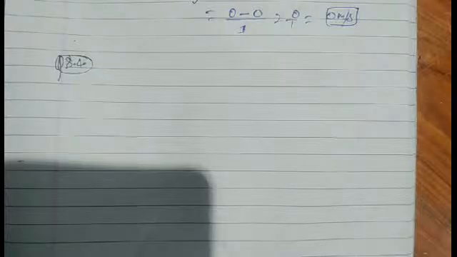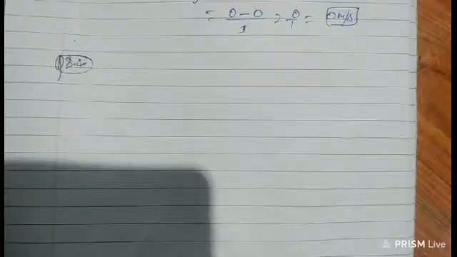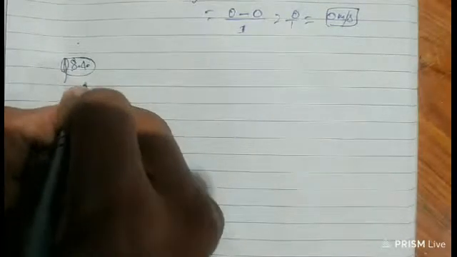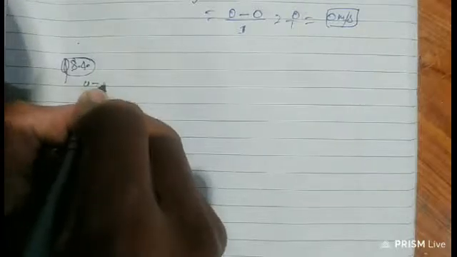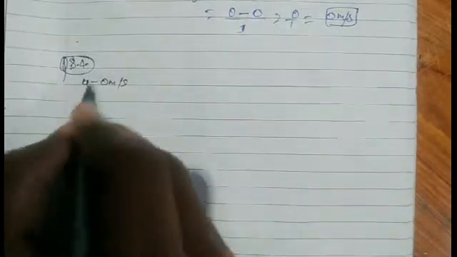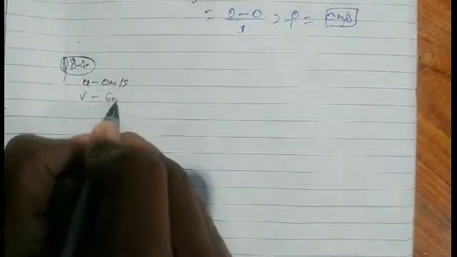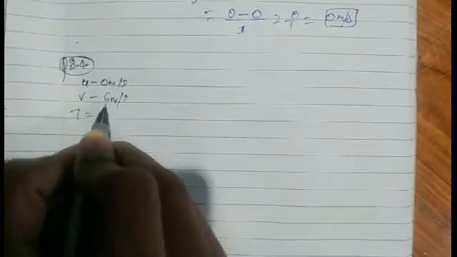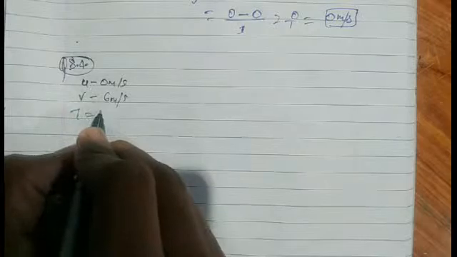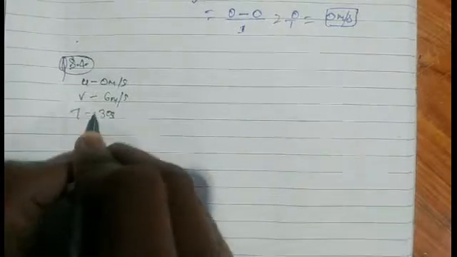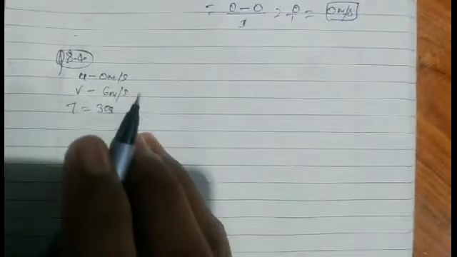Starting from a stationary position, Rahul pedals his bicycle to attain a velocity of 6 meter per second in 30 seconds. So Rahul's initial velocity is going to be 0 meter per second, and the final velocity he attains is 6 meter per second. The time he takes to attain this velocity is 30 seconds, and then he applies brakes such that the velocity of the bicycle comes down to 4 meter per second in the next 5 seconds.